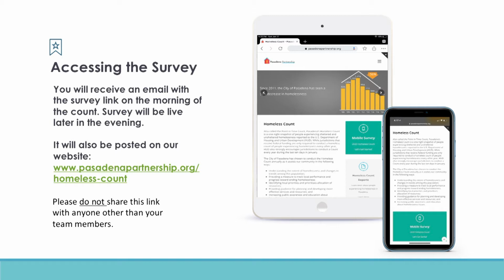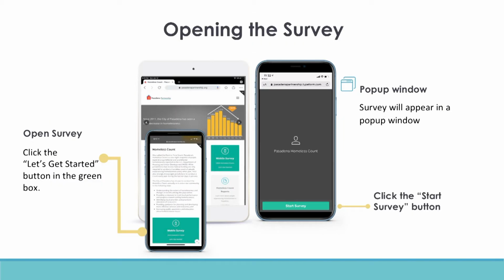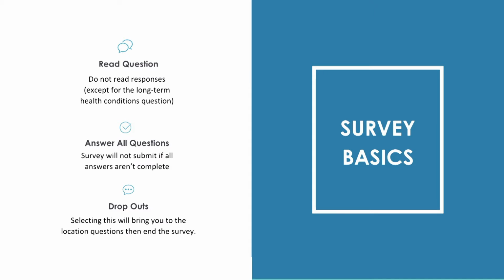Please do not share this link with anyone other than the team members in your assigned zone to maintain data integrity. To open the survey, you can click directly on the link provided to you via email. Or, if you're accessing the survey through the Pasadena Partnership website, you'll click on the Let's Get Started button in the green box. Once you do this, a pop-up window will appear prompting you to begin by clicking the Start Survey button.